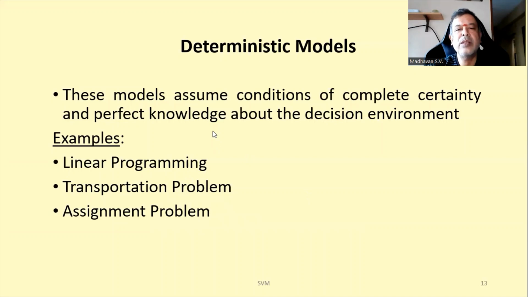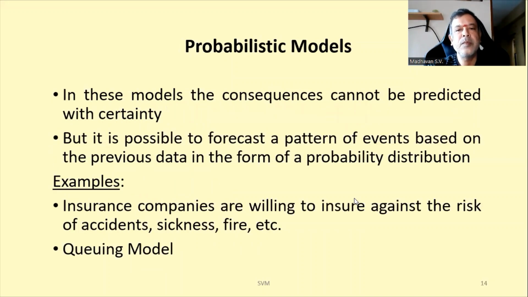Deterministic models. These models assume conditions of complete certainty and perfect knowledge about the decision environment. You know about all the variables involved and how they will behave. All those things are clear and certain, and you have all the knowledge about the whole environment. Then you call that a deterministic model. Some examples are the linear programming problem, transportation problem, and assignment problem.